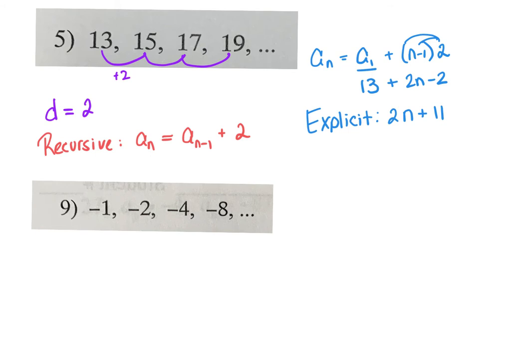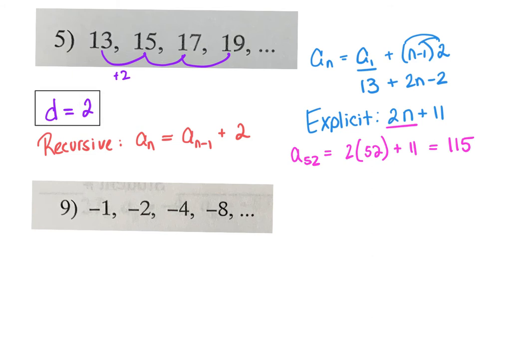Is it okay if we write it 11 plus 2n? All right, and then the last thing that you want to do is find your 52nd term. So the 52nd term is going to use the explicit: 2 times 52 plus 11. So that's going to be my 115 there. And so I have 4 answers to this particular question.